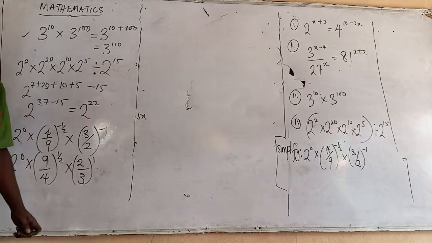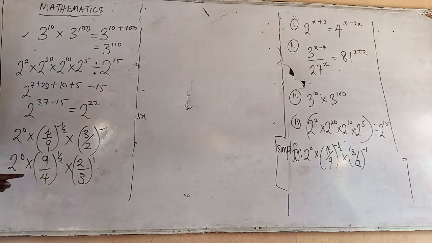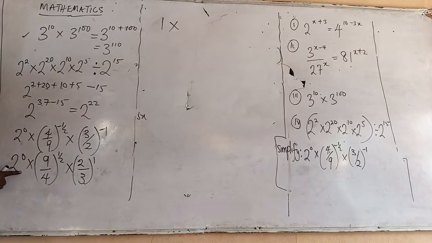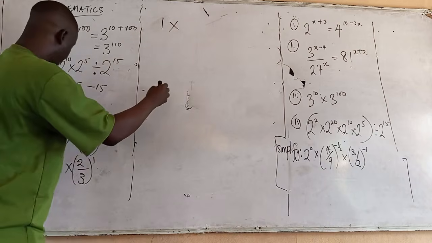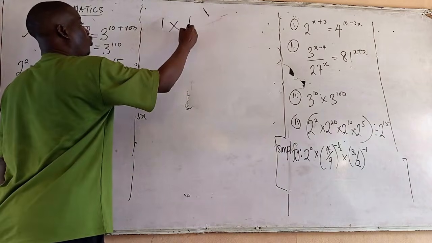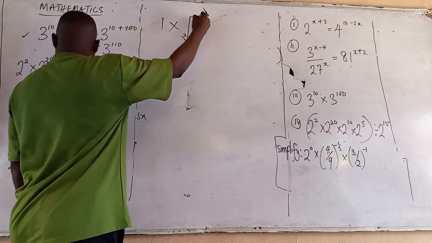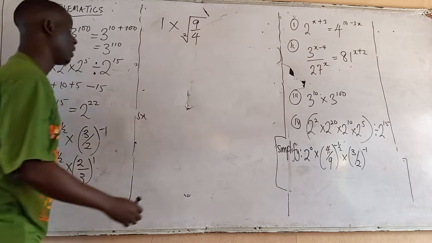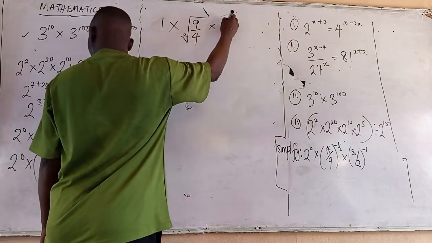Anything raised to 1 is that thing. Now, do you know this is what? It's 1, because anything raised to 0 is 1. Times the square root of 9 over 4, okay now? And then times what?